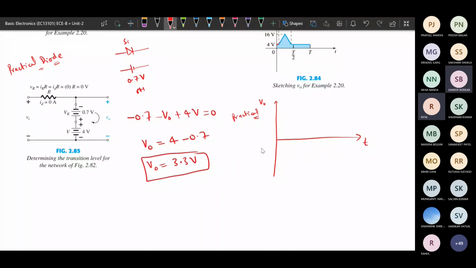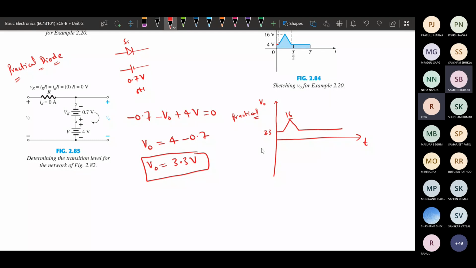So here when the diode is on, at that time the output voltage will not be 4 volt, it will be 3.3 volt. And when the diode is off, whatever input voltage is there will be at the output. And again, this will be the case where the total maximum is 16 volt and the minimum will be 3.3 volt. So this is the case of a practical diode.